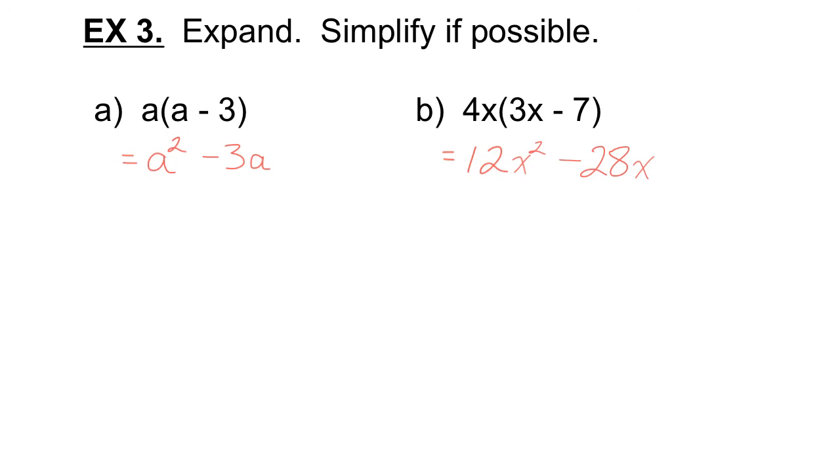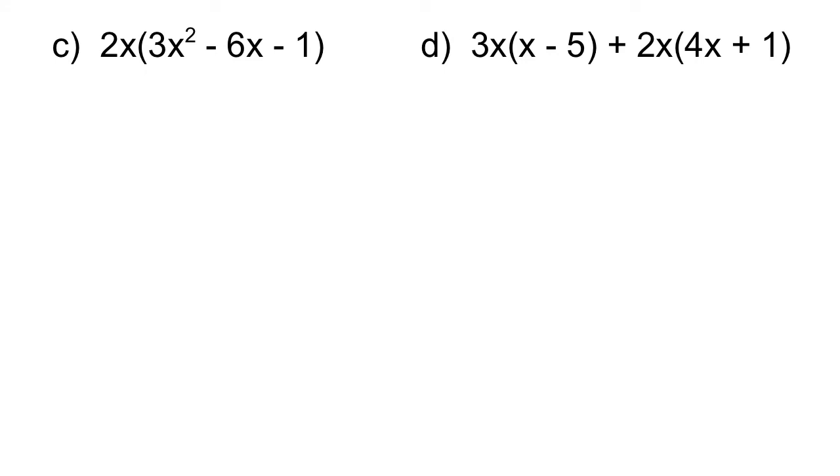We are done. For these next examples, the distributive property is the same. It's just we have more terms inside our brackets, but the idea is the same. Each of these 3 terms in the brackets is multiplied by the 2x in front. So we're going to do 3x squared times 2x. Then we'll do negative 6x times 2x. And then we'll do negative 1 times 2x.